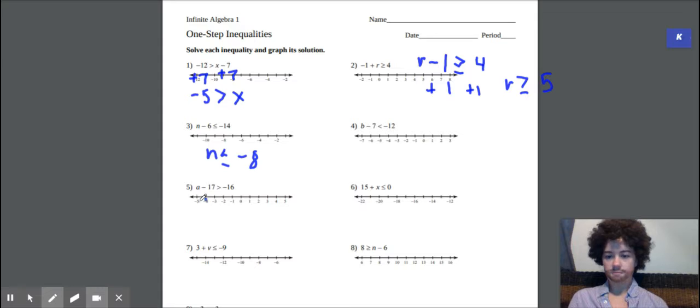Over here, a minus 17 is greater than -16. Well, we could undo that by adding 17 to both sides. So I hope this makes sense to you folks there at home while you're working along with me. And if you will hold tight, I got to clean my paintbrushes, and we'll move on to some multiplication and division.